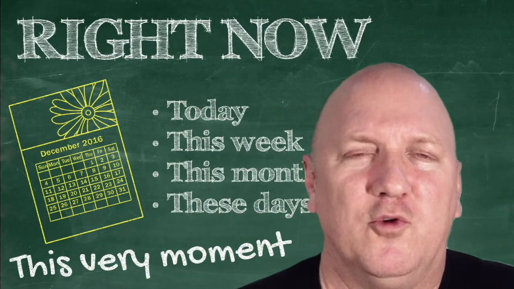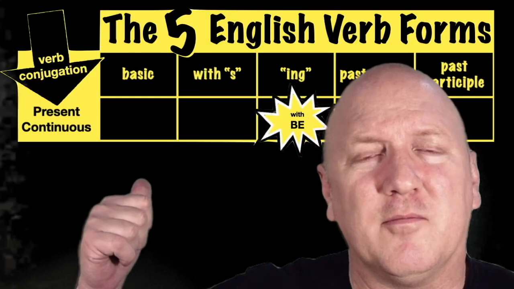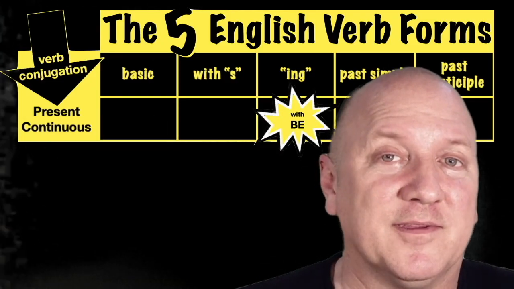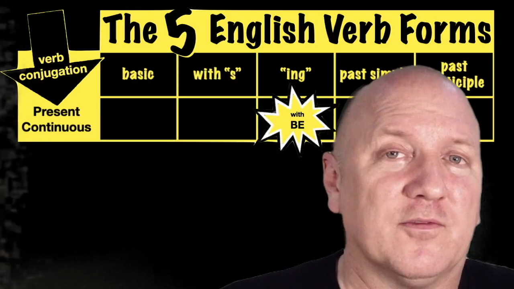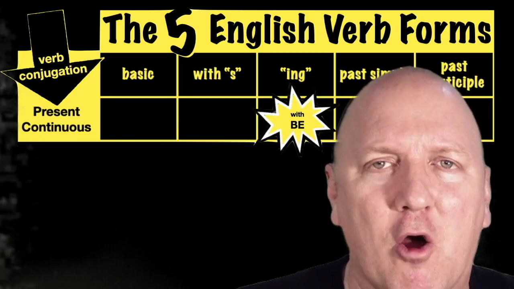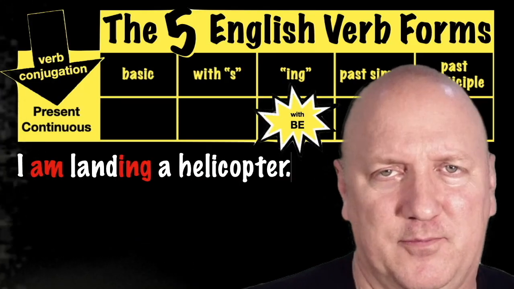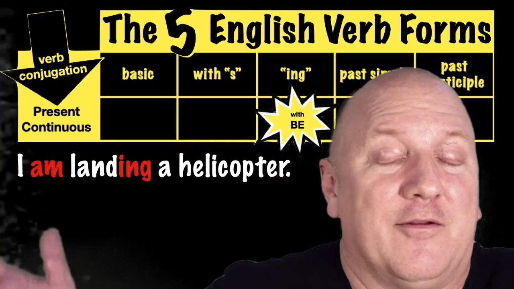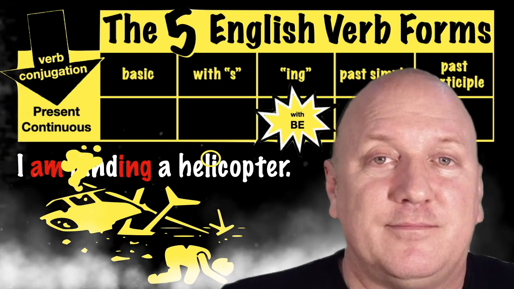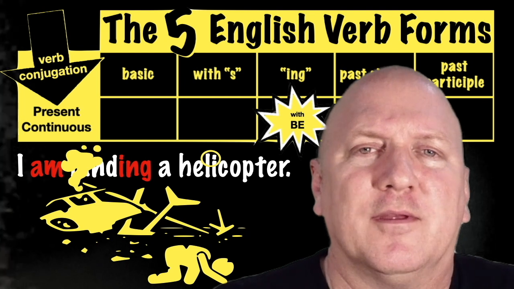The way that we use it is with a simple ing form of the verb. Now you can see here at the table that we have 5 verb forms, and we're using the form that is the ing form, and we use it with be. Now we'll say be in the form of am or is or are. For example, I am landing a helicopter. I don't know how to fly helicopters. I'm landing one, and it's probably not going to be a very good landing because I don't know what I'm doing. But that's how we use the present continuous.